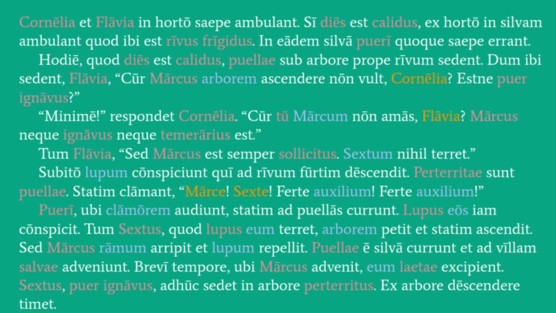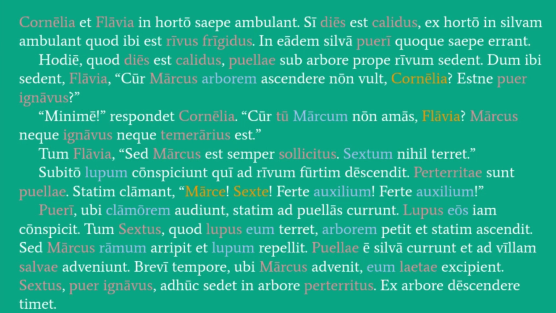Brevi tempore, ubi Marcus advenit, eum laetae excipiunt. And I'm seeing a typo here. That should be excipiunt with a unt. That's okay. Just ignore that. But it says brevi tempore, in a short time, when Marcus arrives, right, or reaches the house, right, Marcus advenit. When he arrives, they welcome him, right, eum excipiunt. Laetae, again, it means happy, but you would almost translate it as an adverb, happily. The laetae, ae, is referring back to the puellae, the girls. So they happily welcome him. So Marcus drives off the wolf, he runs back to the country house, and the girls are happy to see him.